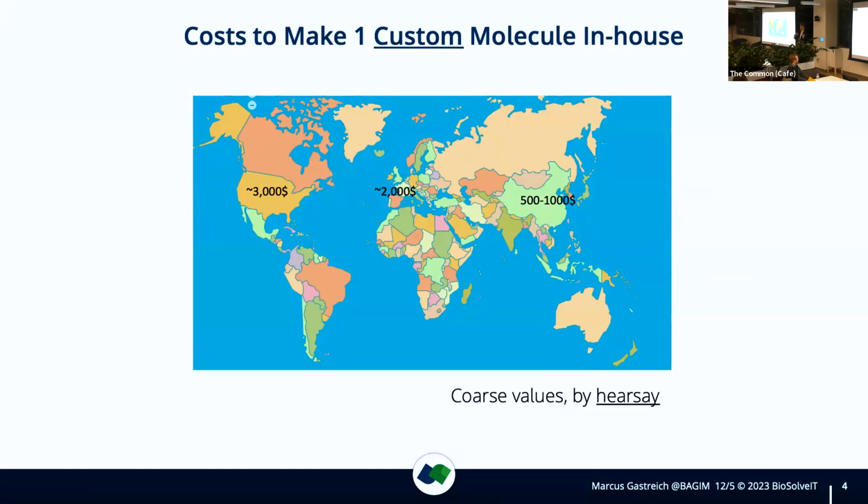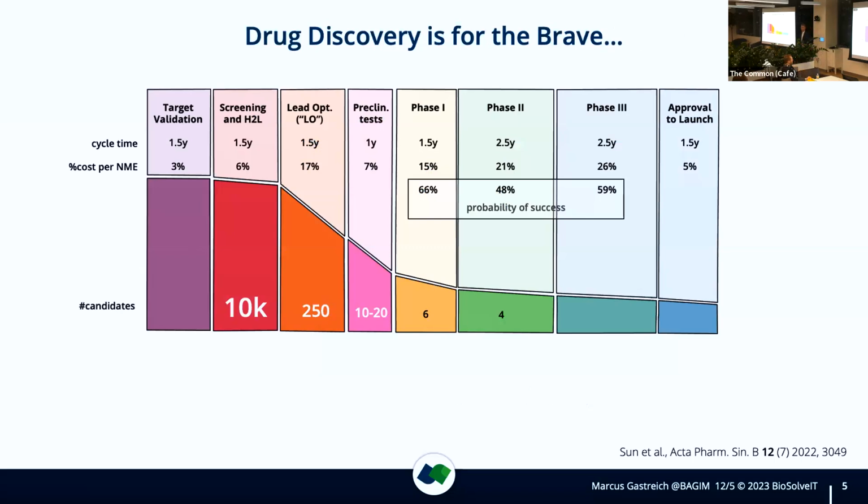So let's take a quick look at how much a molecule costs if you want to make it in-house. And these are really very coarse values, big error bars, that I heard from hearsay by interviewing clients and peers. What they say is the US in-house compound, roughly, more or less, is $3,000. The European compound is $2,000, and a Chinese compound would roughly be $500 to $1,000. Very costly.